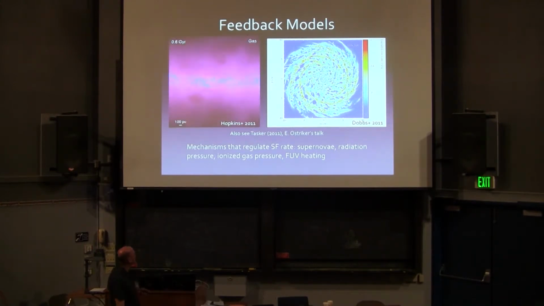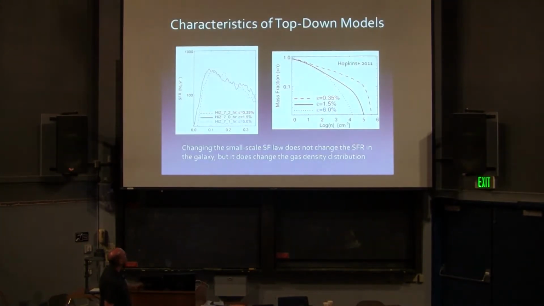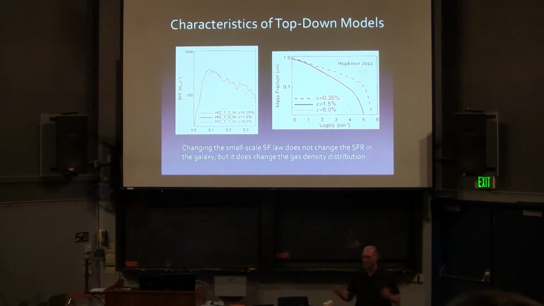Now, a key characteristic of these models is that the small-scale star formation law, what's going on at 1 parsec scales, really doesn't matter. Here are some examples of this from Phil's simulations. This is true of the other simulations too, but it's particularly a good example from Phil's. So what Phil did is he said, I have some recipe for gas collapsing to some high density that I can't resolve. Then I have some recipe for how efficiently or how quickly I turn that gas into stars, and that's characterized by this epsilon parameter.